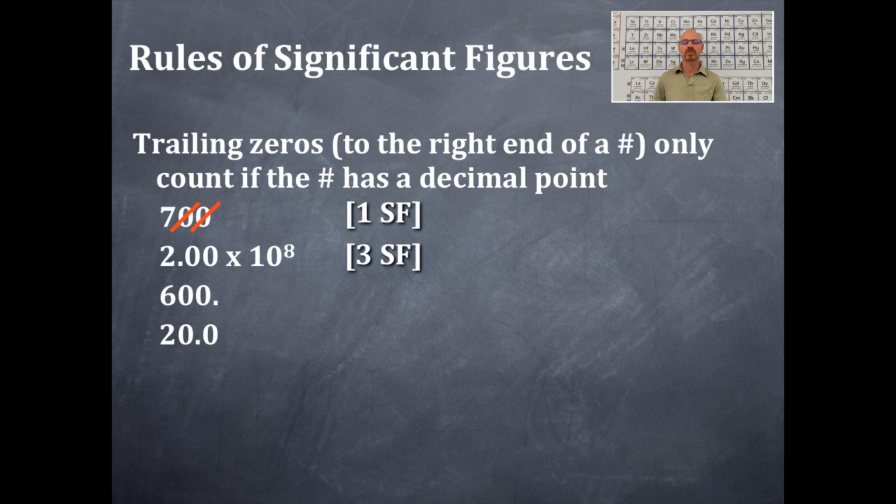The next number is 600 with the decimal at the end. The 6 counts because it's a non-zero integer, and the 2 zeros trailing the 6 also count because there is a decimal in the number. So that's 3 significant figures. The next number is 20.0. The 2 counts because it's a non-zero integer, and the 0 to the right of the 2 counts because it's trailing a non-zero integer with the decimal in the number. The last 0 on the right-hand side also counts because it's still trailing the 2, and there's a decimal in the number. So that also has 3 significant figures.